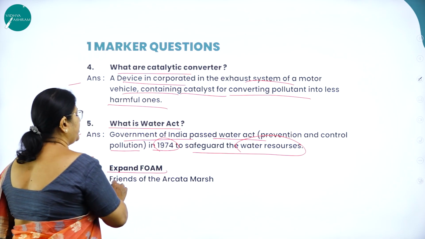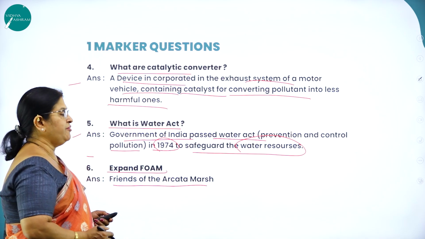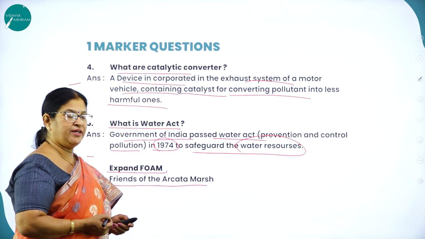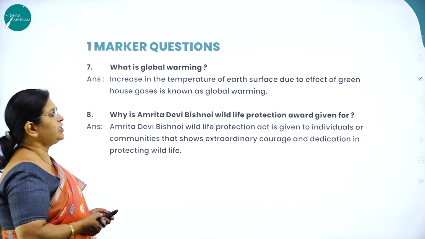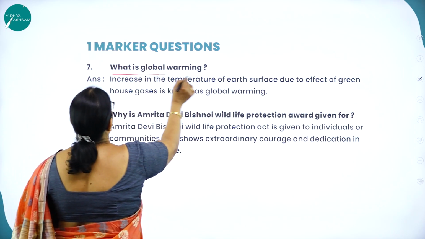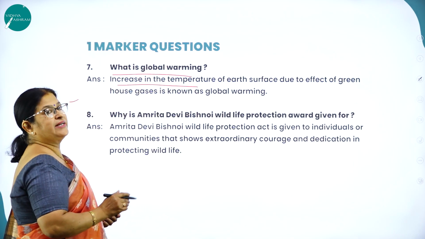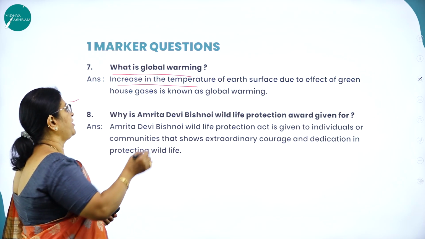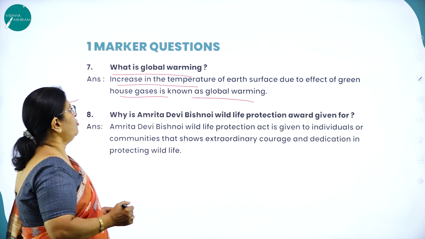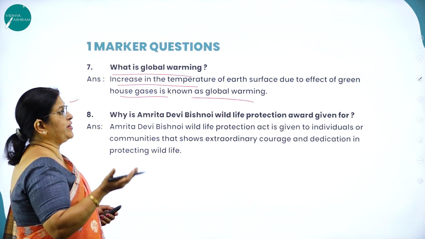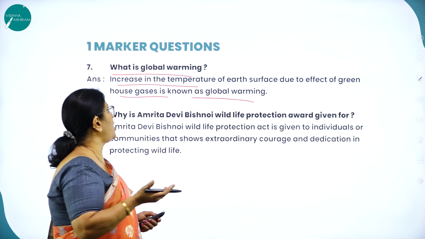As I said, Friends of the Arcata Marsh came out with the integrated system of organic farming. Then, what is global warming? Already I said, what is global warming? The increase in the temperature of Earth's surface due to the effect of greenhouse gases is known as what? Global warming.